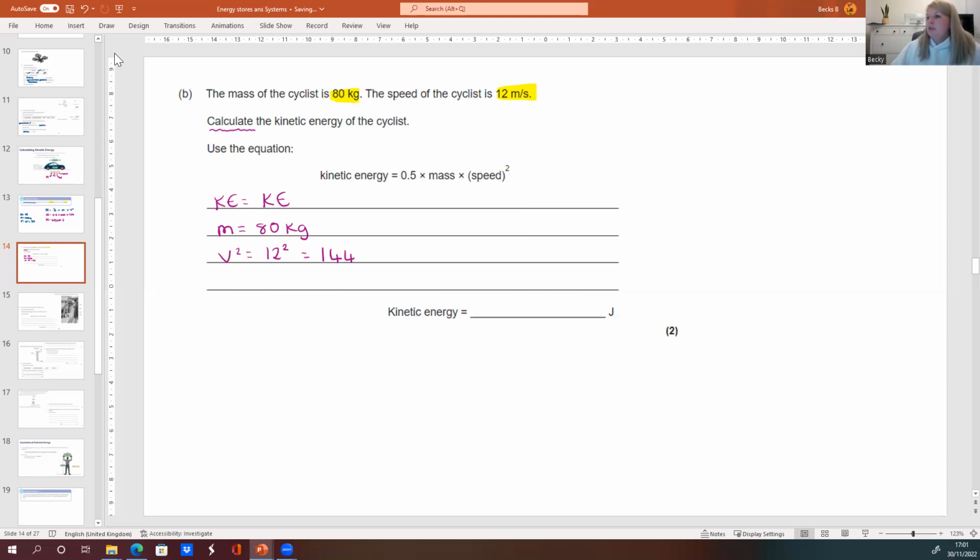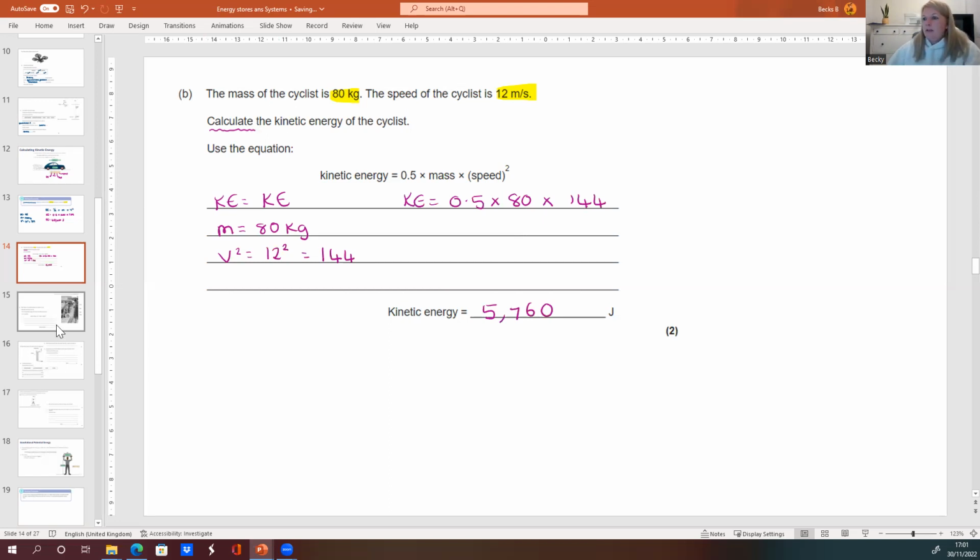And now I'm going to substitute it in. So KE equals 0.5 times 80 times 144. Again, nice and straightforward. Can just tap this straight into my calculator. I get 5,760. Okay.